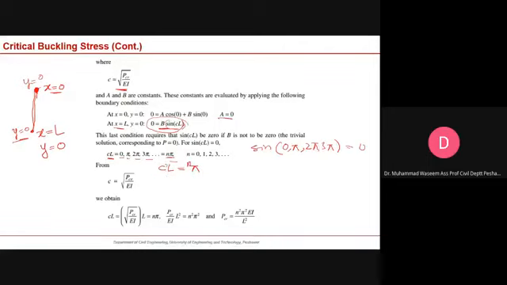And we know the value of C. C value is this much. So CL we can equate to the square root of P critical by EI, into L, equal to n pi. Now what you do, you take the square root on both sides, so you will end up with this formulation.